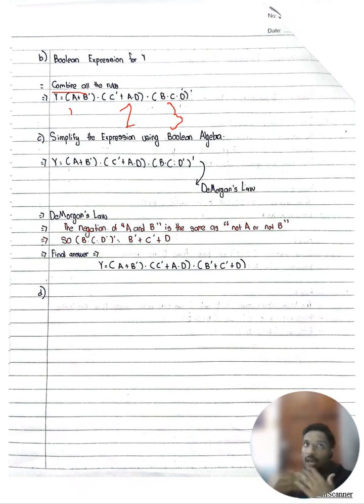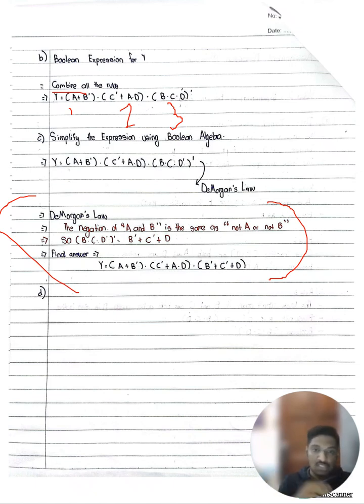Then we simplify the expression using Boolean algebra. How am I going to simplify this formula using De Morgan's law? So what is De Morgan's law? This is the simple explanation I gave for myself to understand De Morgan's law and also for the presentation. De Morgan's law says the negation of A and B is the same as not A or not B, which means the bar of B times C times D is the same as B bar plus C bar plus D bar.